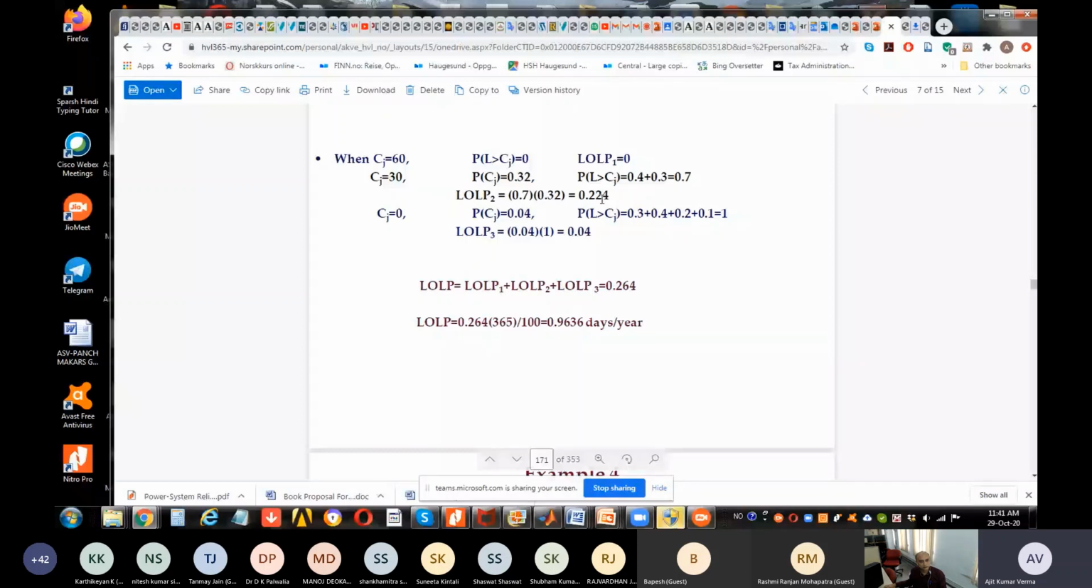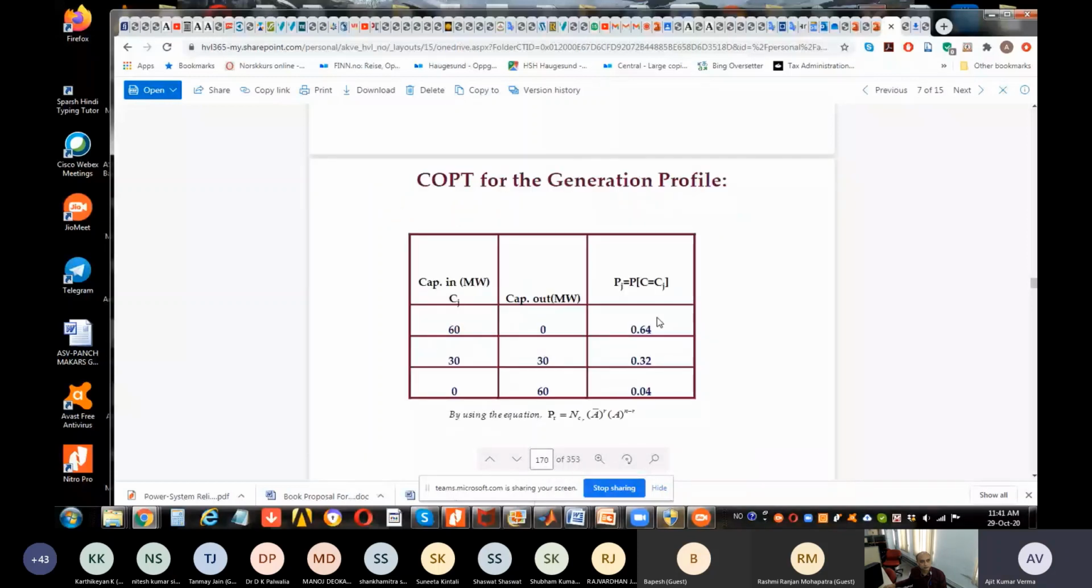Given that all these situations can exist, either 0, 30, or 60, what is the LOLP? You sum all these LOLPs and you get 0.264. How many days in a year? Just multiply by 365. You get 96.36 days in a year. This is the way you can find the LOLP. Let's take yet another simple example.